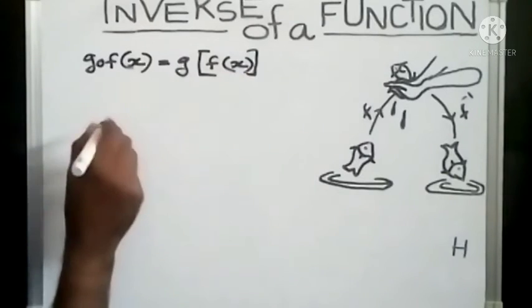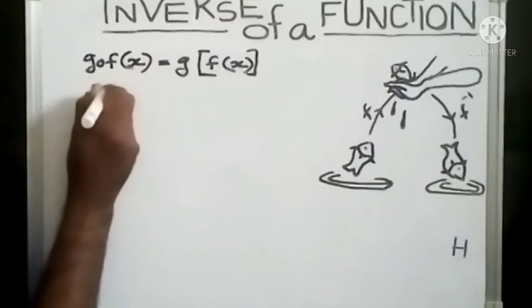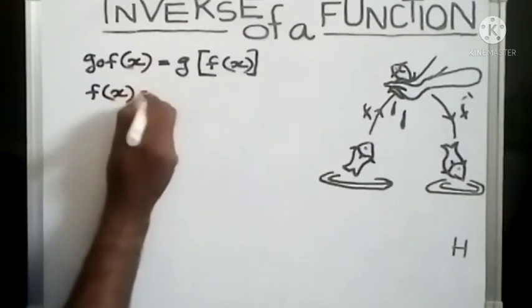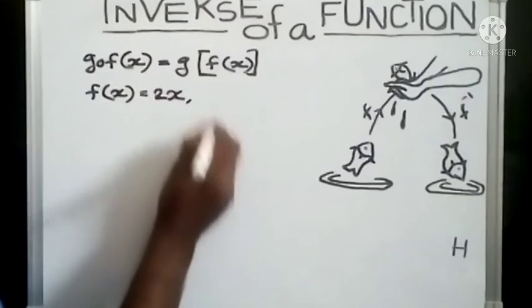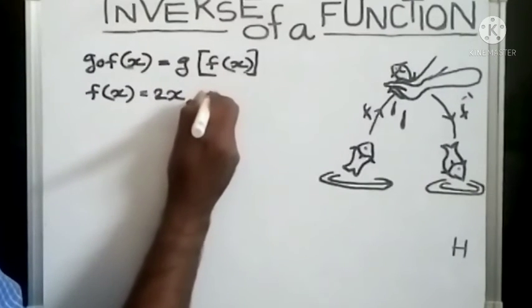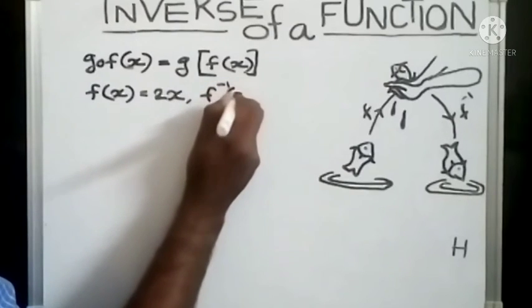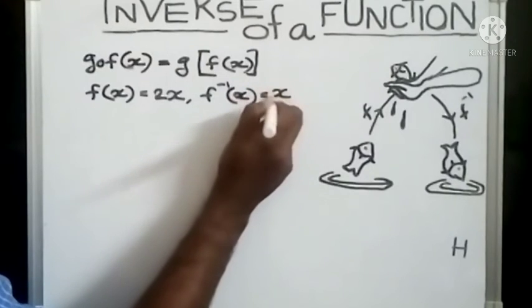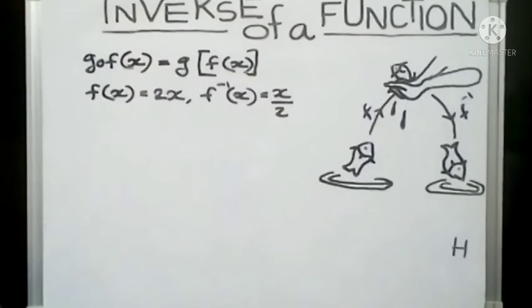Now, what happens if we take g as f inverse? For example, let f of x equal 2x, that we discussed in the previous example, and g of x is the same as f inverse of x. We have proved that f inverse of x equals x by 2, since f is doubling.